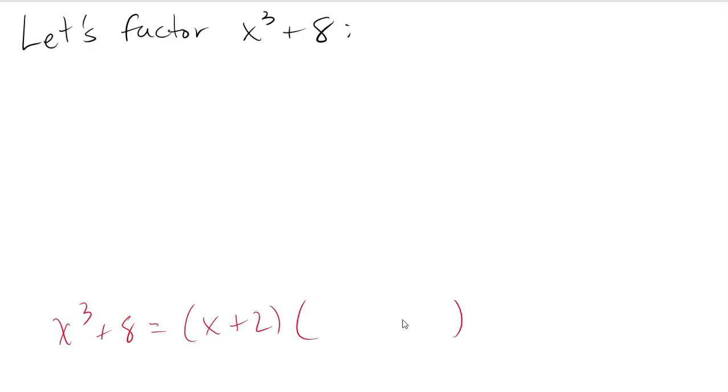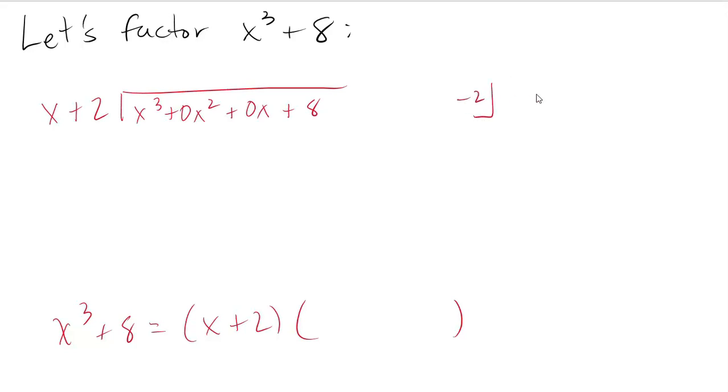Now we can divide. You can either do this by long division. You can divide x plus 2 into x cubed plus 0x squared plus 0x plus 8, or you can do it by synthetic division. We put negative 2 into the nook and use the coefficients 1, 0, 0, and 8. I don't care which way you do it, but do the division and come up with the other factor.